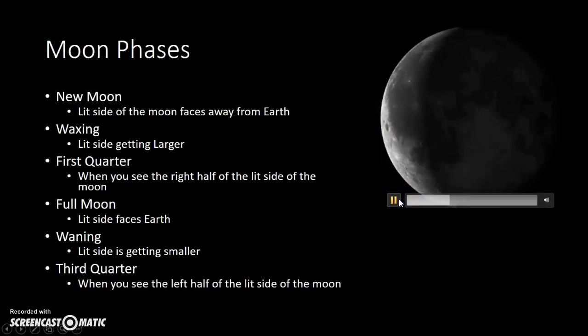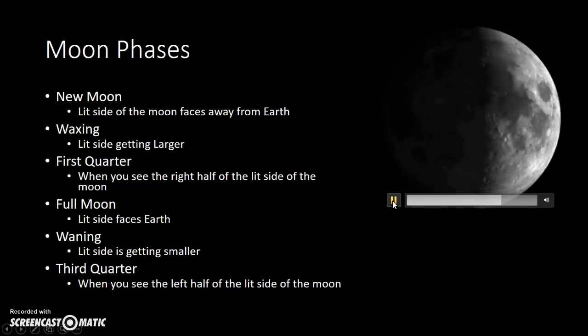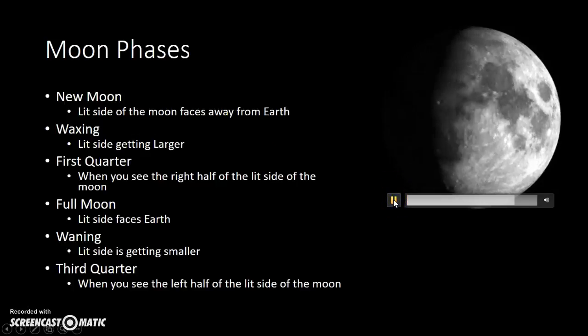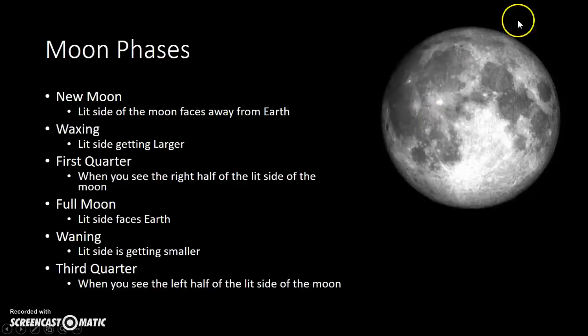And as we continue, it continues to go away. And then we have the new moon. And then we see the moon start to come back. Now we see the right side of the moon. That's your first quarter. And it's now in its waxing phases. So now the lit side is getting larger, as you can see here. And then we arrive back at the new moon again.